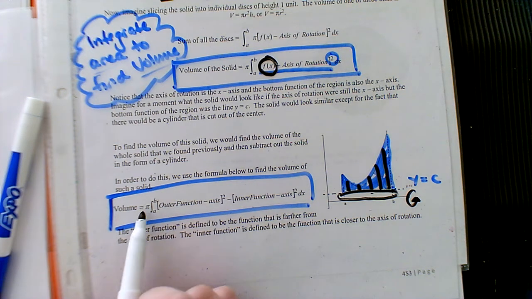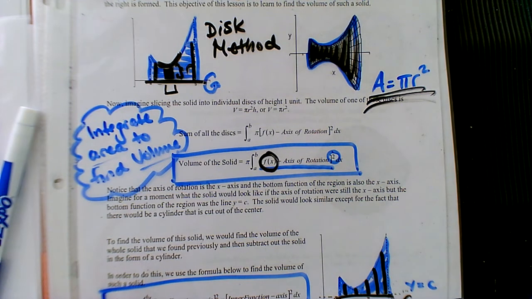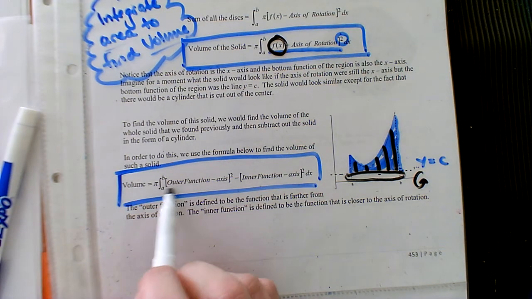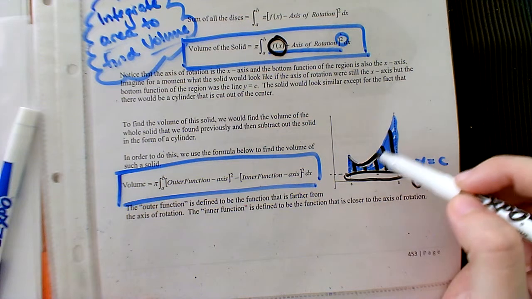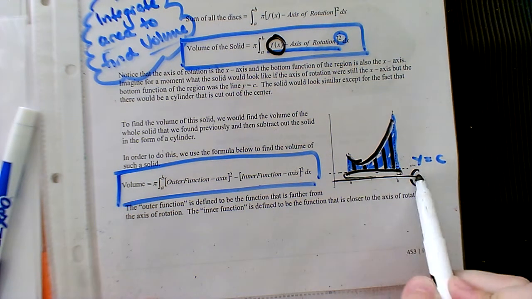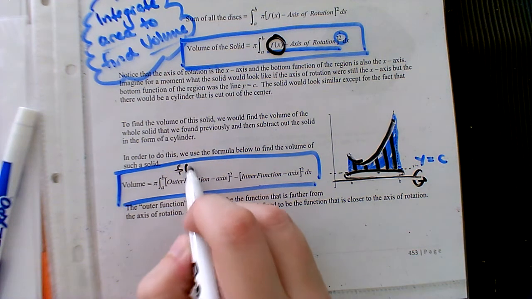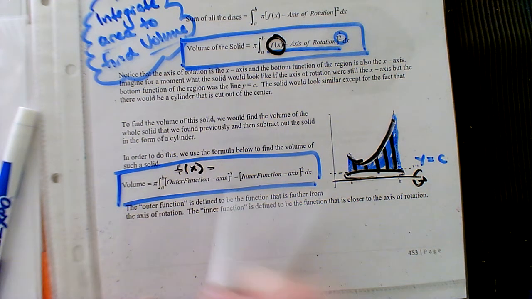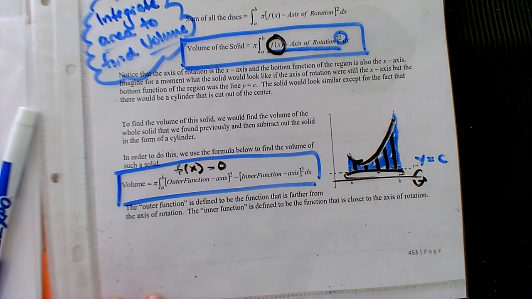Okay, so take a look at this. We're still integrating area. It's still pi r squared. It's just in a different capacity. So our first radius is the outer function, which would be the curve, because notice how that's the furthest function away from the x-axis that we are revolving around. So we would need our outer function minus the axis, which in this case would be 0. The x-axis is just an equation of 0.